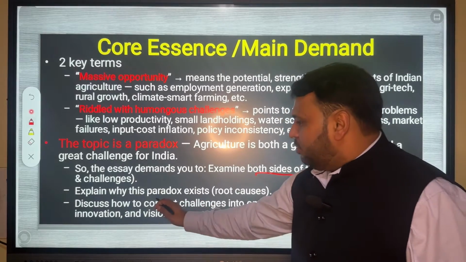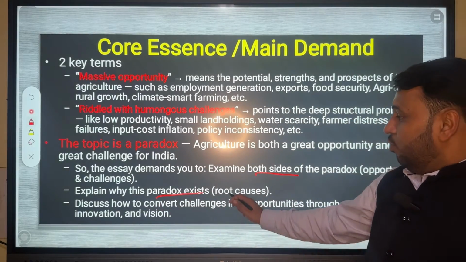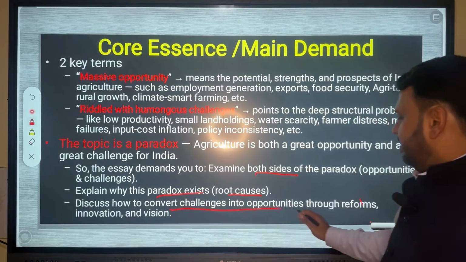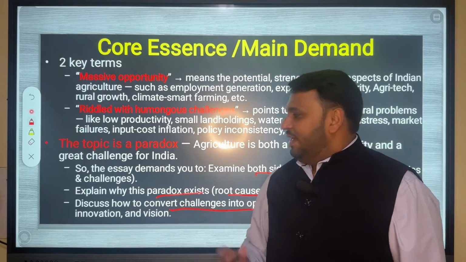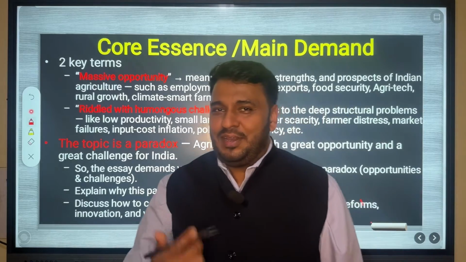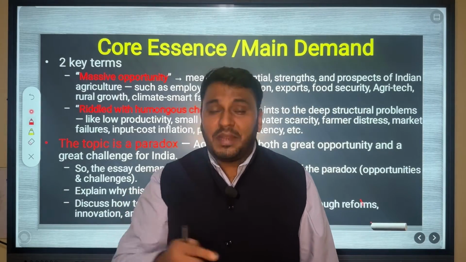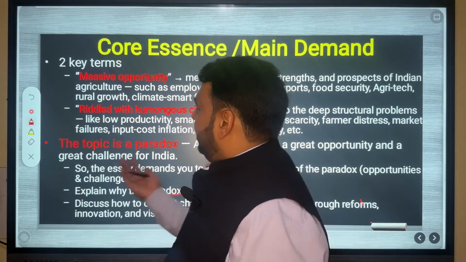Explain why this paradox exists, what its root causes are, and discuss how we convert these challenges into opportunities. So we have to give a solution approach, right? We as civil servants are expected to give a solution approach. Okay, moving forward.